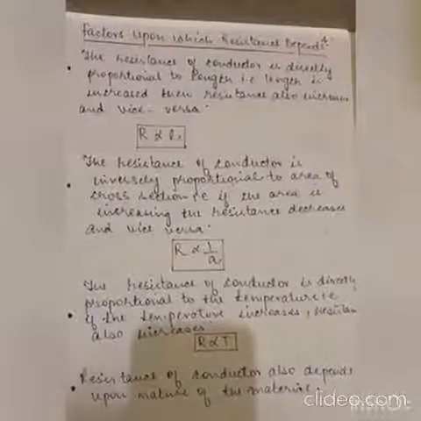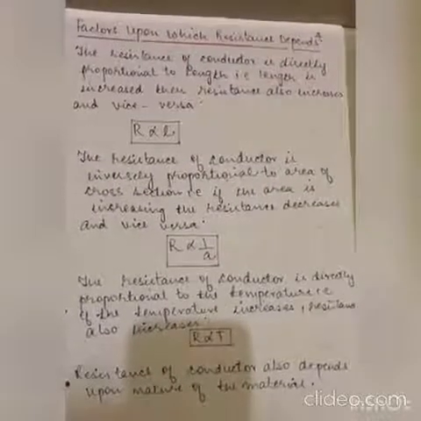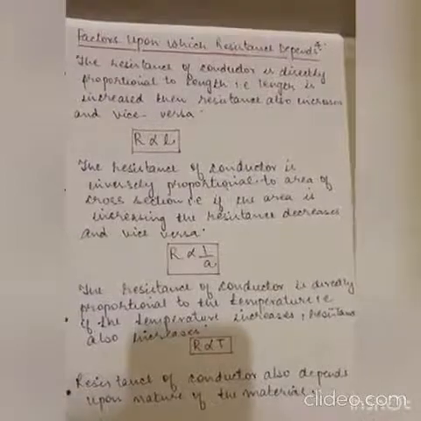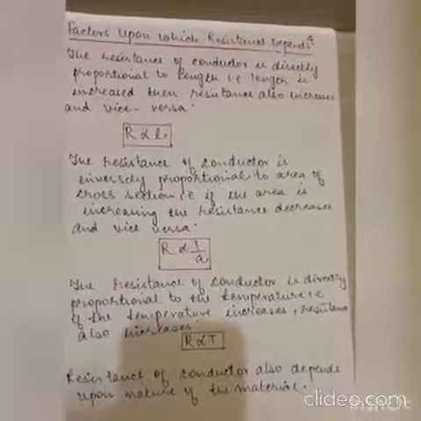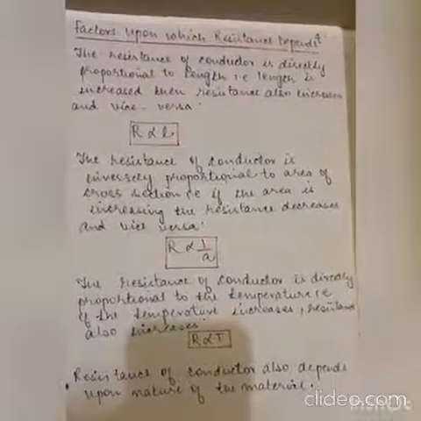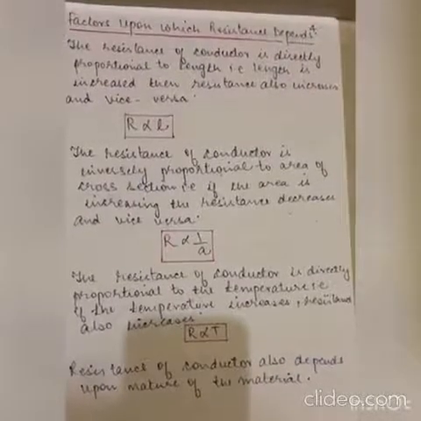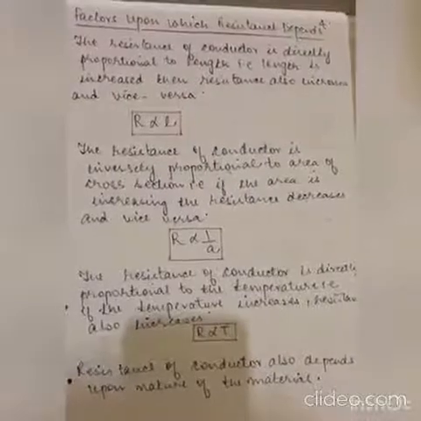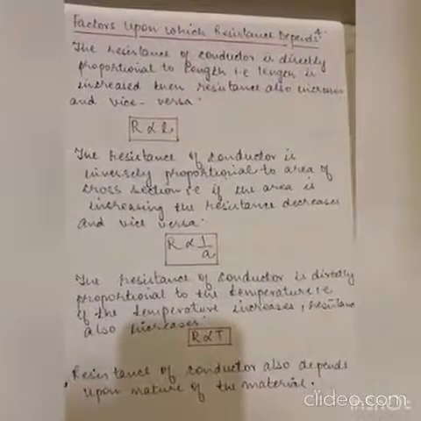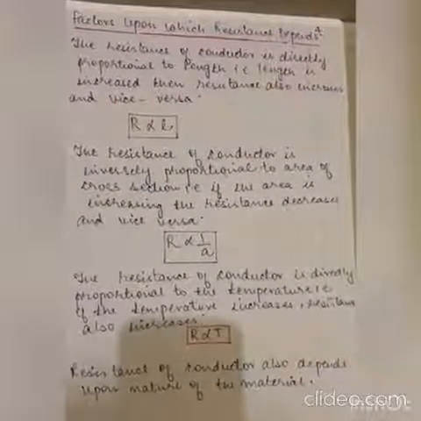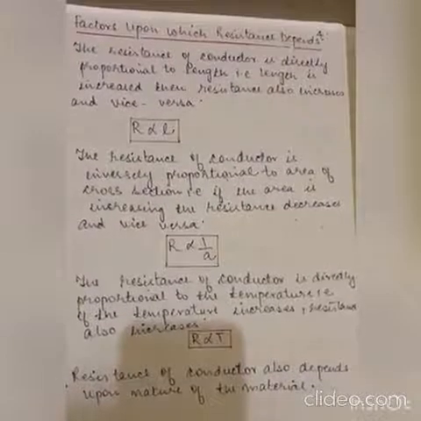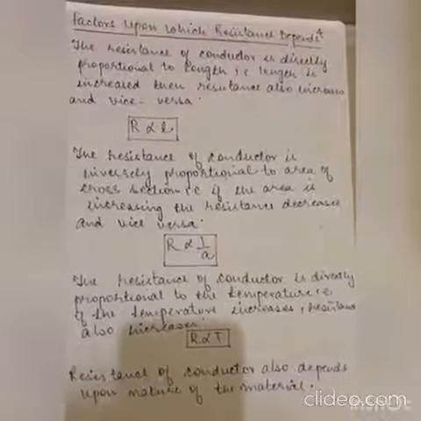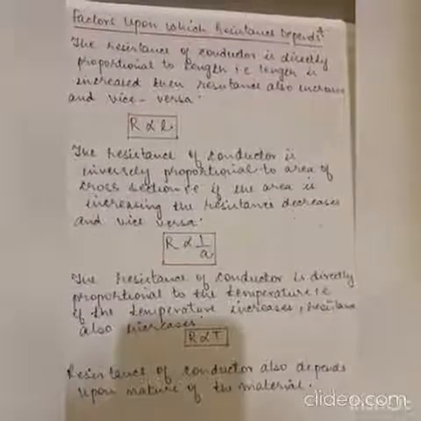Second factor is that the resistance of a conductor is inversely proportional to area of cross section. That is, if the area is increasing, the resistance will decrease. So from this we can conclude that resistance is inversely proportional to area of the conductor. The third is temperature. The resistance of the conductor is directly proportional to temperature. That is, if the temperature increases, resistance also increases. So we can say that resistance is directly proportional to temperature.